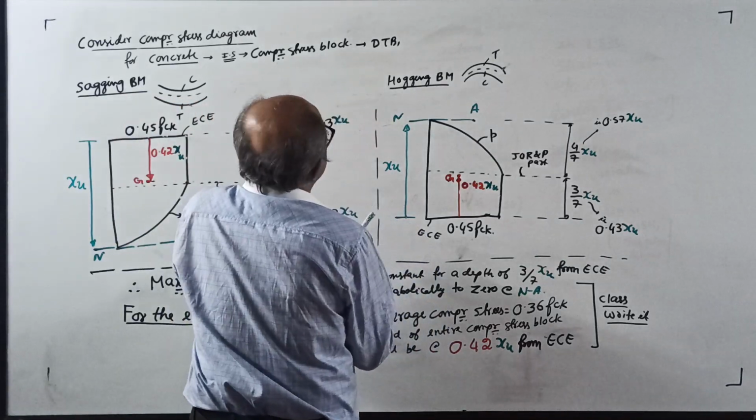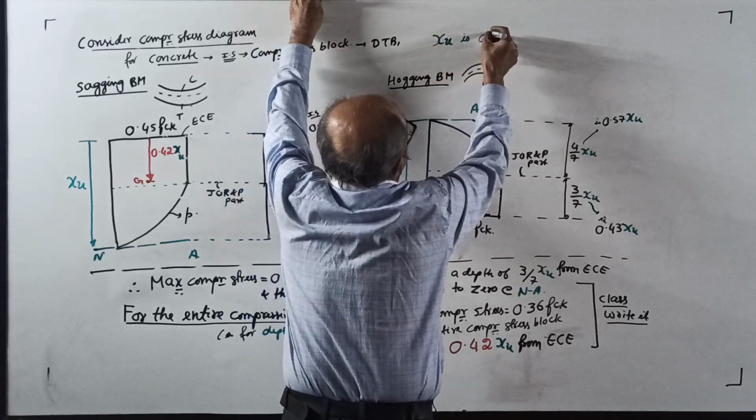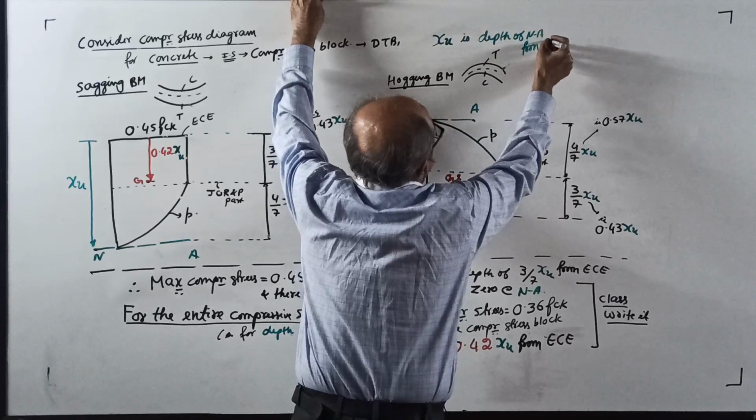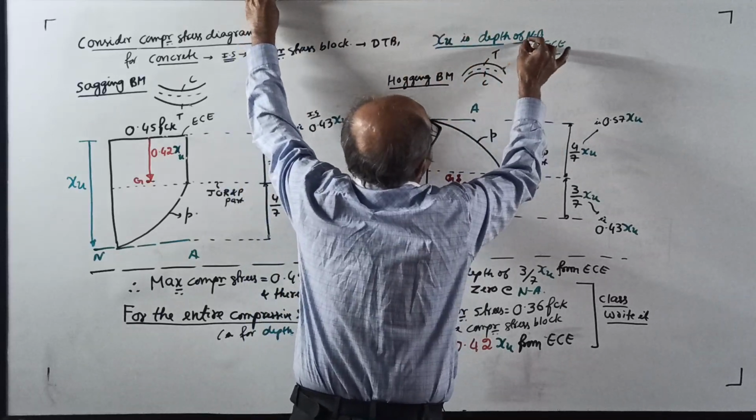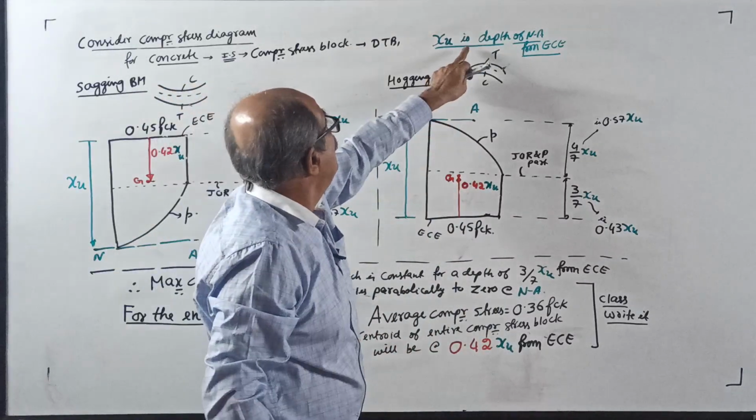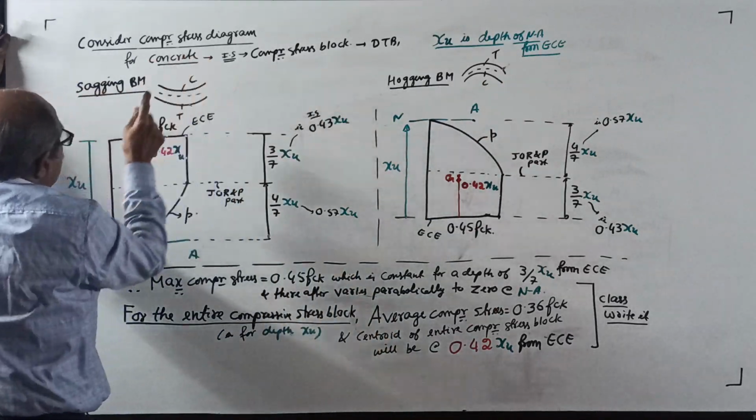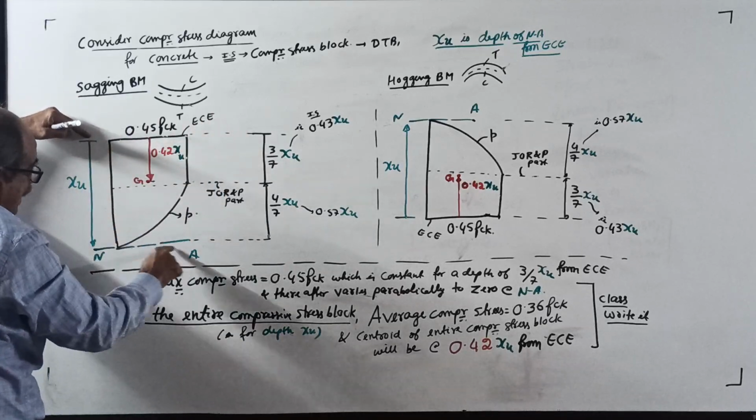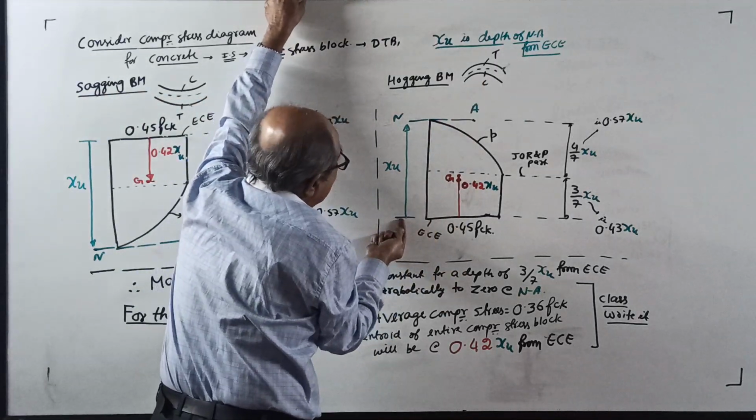Okay. First statement is: xu is depth of neutral axis from extreme compression edge. Common for both. See, this is common. In working stress method, we call it x. In limit state, we call it xu. It is the depth of neutral axis from extreme compression edge. See here, sagging beam. Topmost fiber is extreme compression edge. From there, it is xu, neutral axis. Hogging beam. Bottom is compression. So, extreme compression edge. From here, xu.